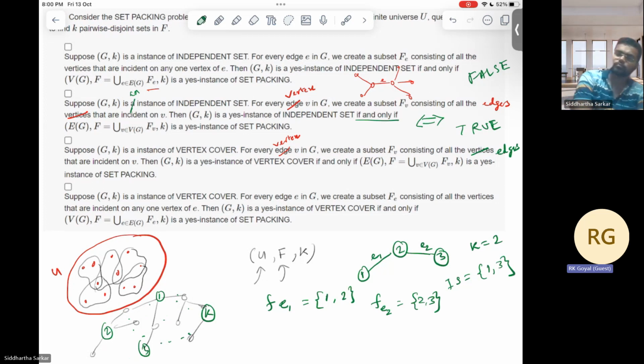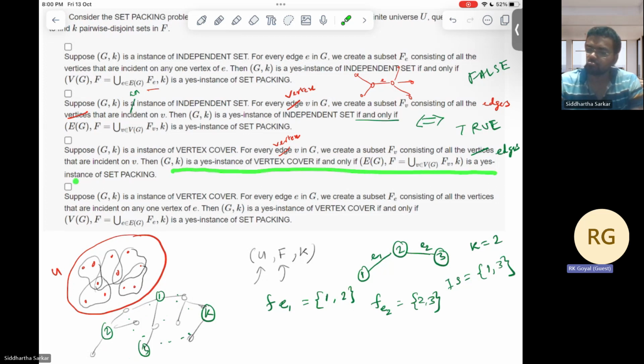So are we considering all the vertices in the graph? Then this FV comprises all the edges incident on the vertex V. Then G,k is a yes instance of the vertex cover if all the edges, and then this FV, and then the VG and FV is a yes instance of the set packing, because this FV itself comprises all the edges.